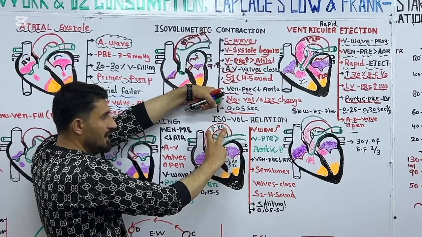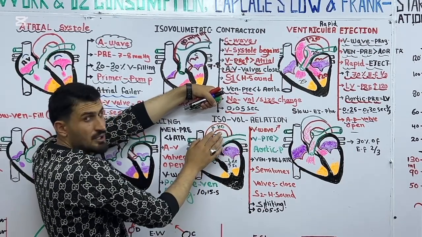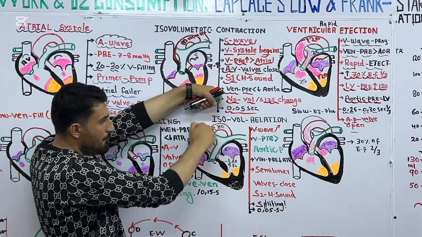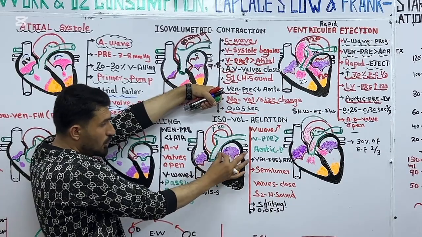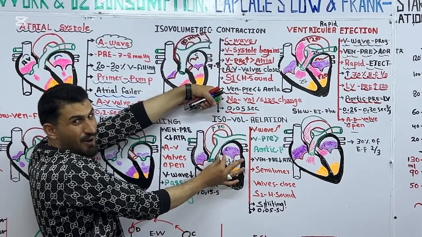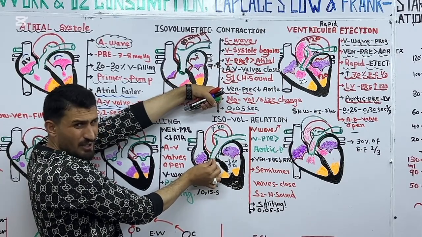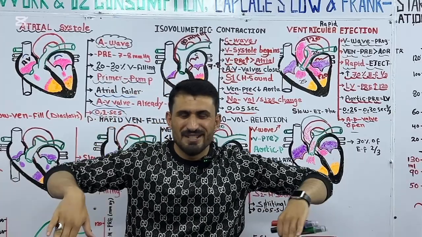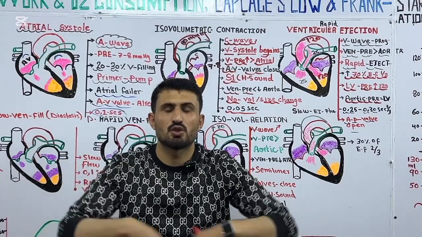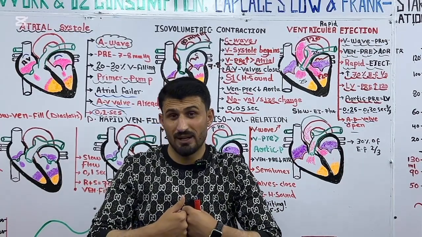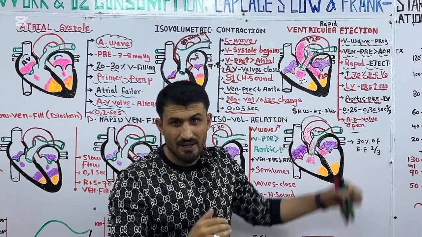So it does two works. First, it pushes the blood toward the systemic circulation, plus it pushes the blood backward, which causes closing of the aortic valve, and on the right side closing of the pulmonary valve. The closing of these two valves produces a sound called the S2 sound. The S2 sound has a higher pitch than the S1 sound, and it's short.